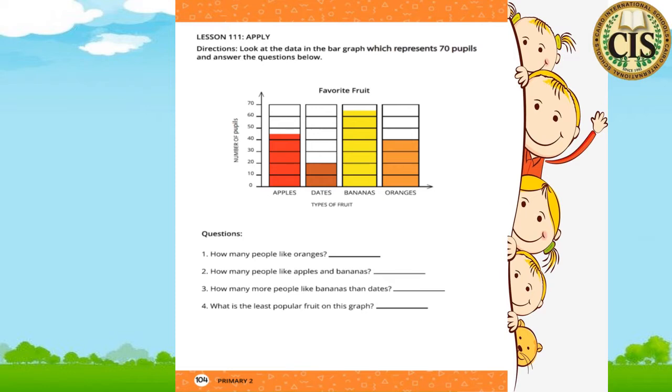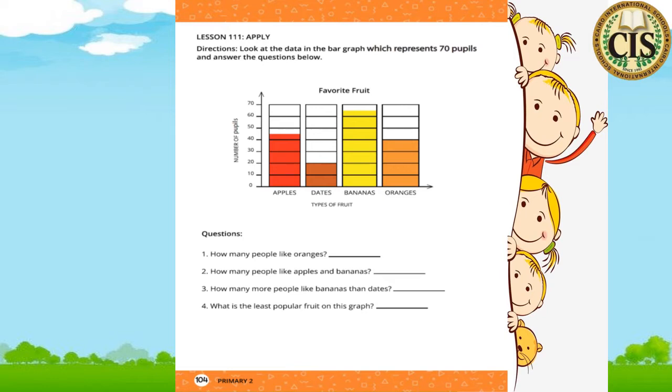We studied before bar graphs and said that a bar graph has a title. The title here is favorite fruit. Bar graphs also have two sides, a horizontal side and a vertical side. The horizontal side has the label types of fruit, and the vertical side has the label number of pupils. Okay? Bar graphs also have numbers. Numbers on a bar graph are called scale.